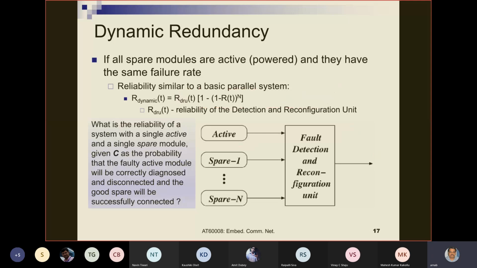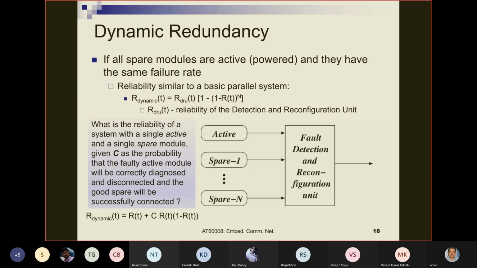Now let us see what the reliability is. Here is a small question again. What is the reliability of a system with a single active and a single spare module, given C is the probability that the faulty module will be correctly diagnosed and disconnected and the good spare will be successfully connected? What will that be? This is it, right? The same thing with two modules.